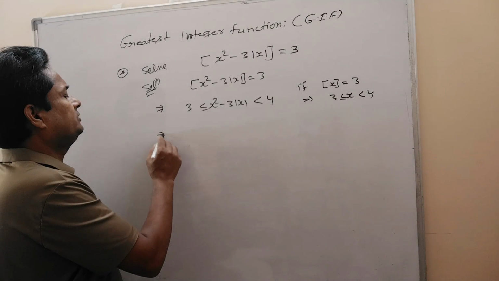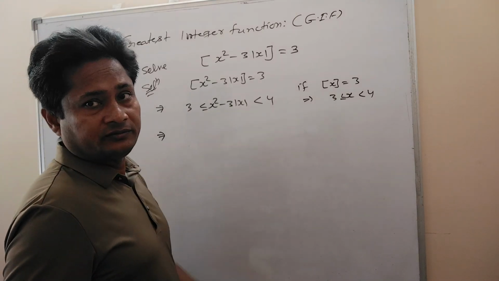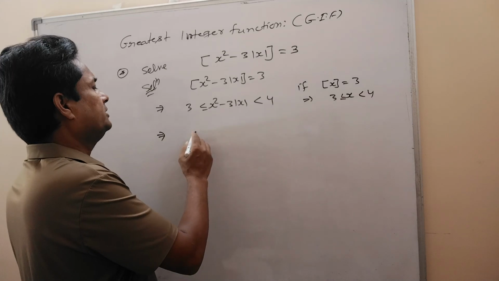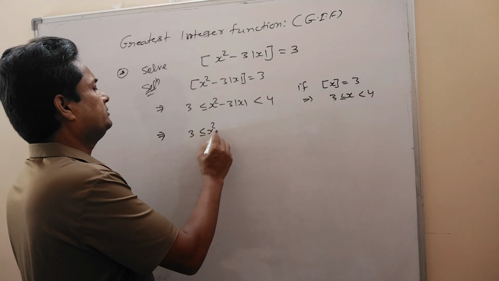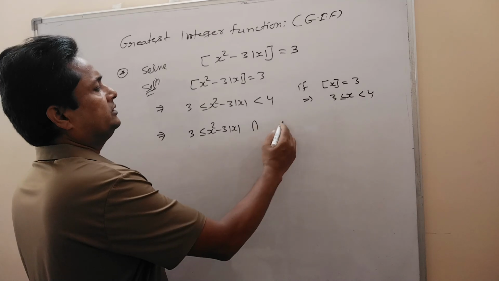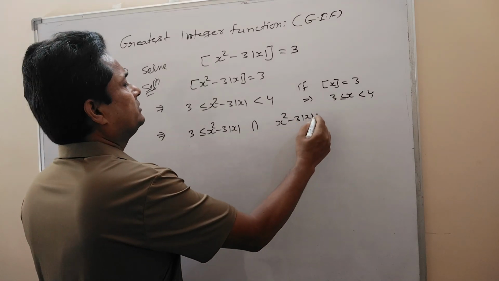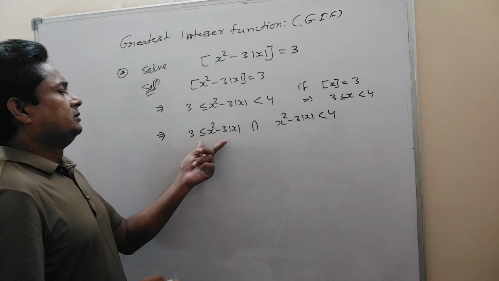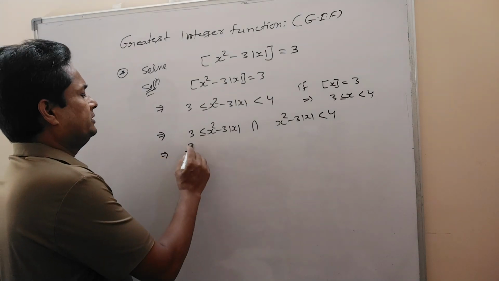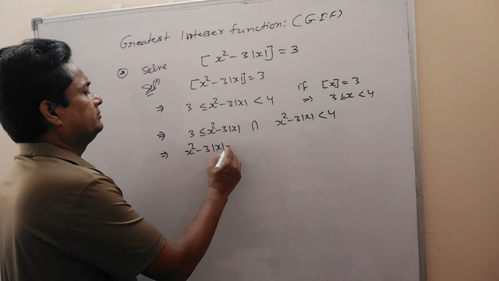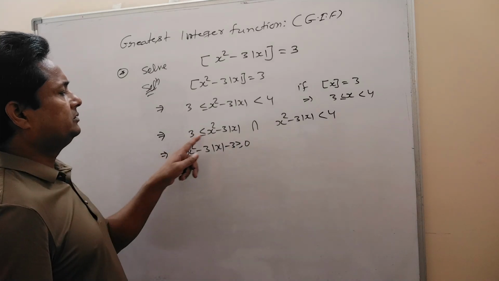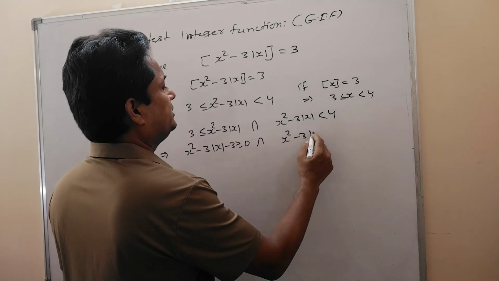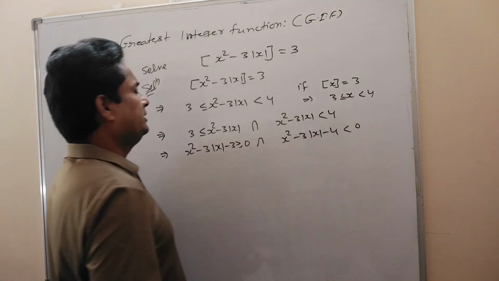Now the next one is to simplify this. We can break this into two parts: 3 greater than or equal to x square minus 3 modulus x, intersection x square minus 3 modulus x less than 4. So this can be written as x square minus 3 modulus x minus 3 greater than or equal to 0, intersection x square minus 3 mod x minus 4 less than 0.